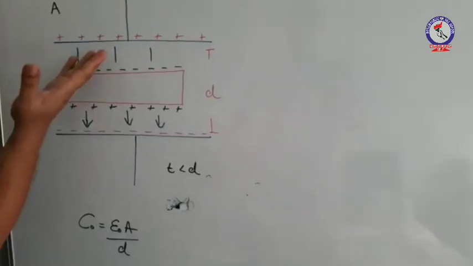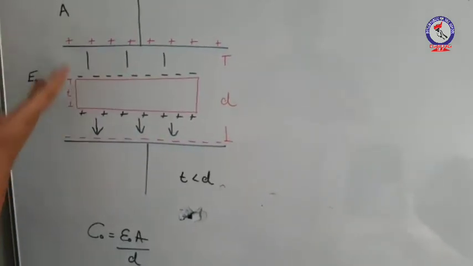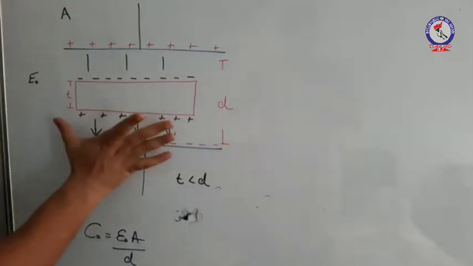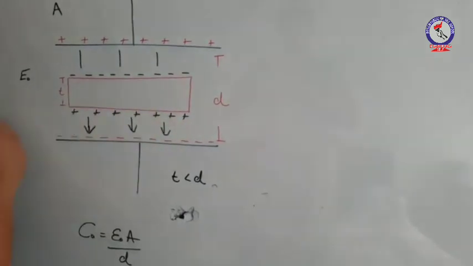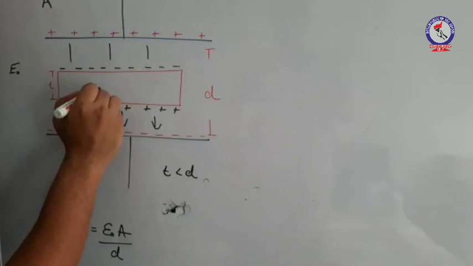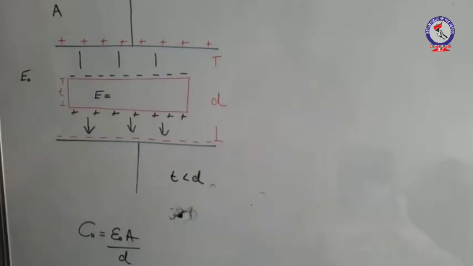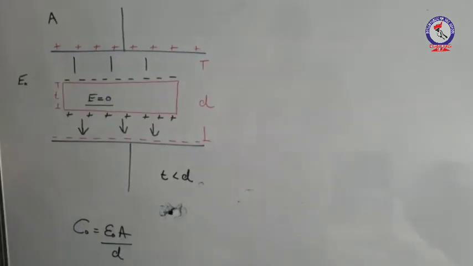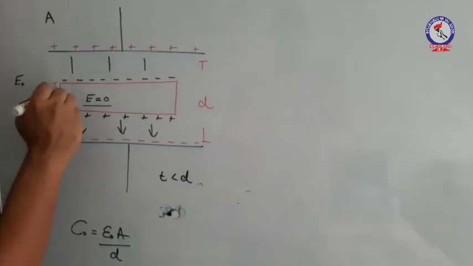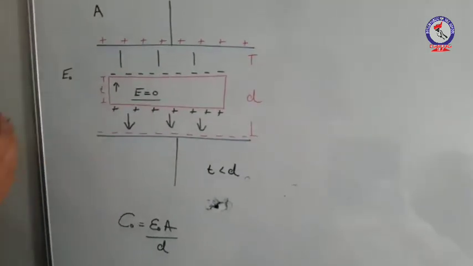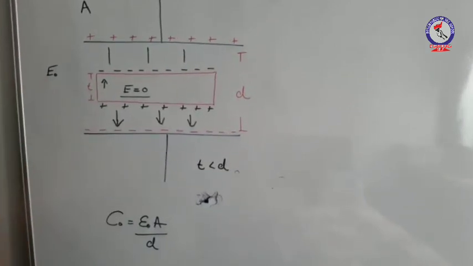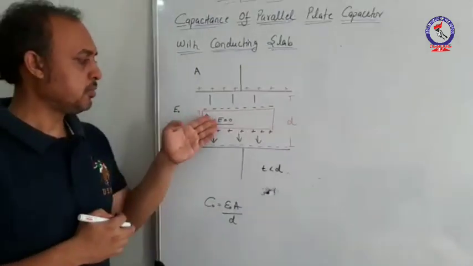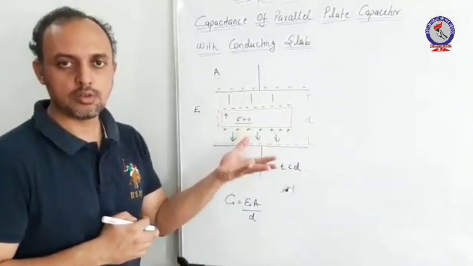As you can observe, the plates of the capacitor are already charged, giving the field E0 from positive to negative. On inserting a conducting slab, a certain amount of field exists inside the conducting slab. With time, the magnitude of this field reduces to zero. As you can observe, the direction of field inside this conducting slab will be in the opposite direction to that of the net field. With time, the field inside the conducting slab reduces to zero.